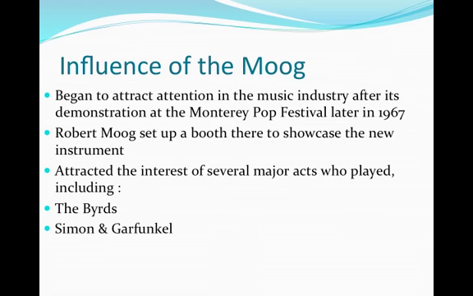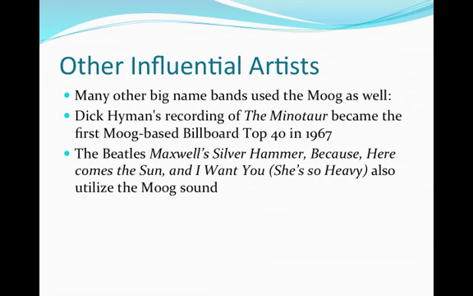which became one of the highest-selling classical music records of its era. Many other big-name bands used the Moog as well. Dick Hyman's recording of The Minotaur became the first Moog-based Billboard Top 40 hit in 1969. The Beatles' Maxwell's Silver Hammer, Because, Here Comes the Sun, and I Want You all also utilized a unique Moog sound.